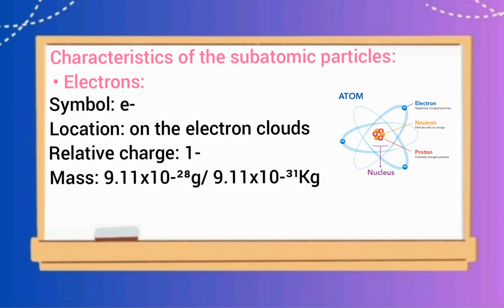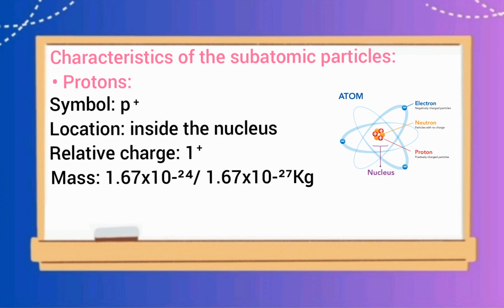Let's start with electrons. Their symbol is e-. They are located on the electron clouds. They are negatively charged and their mass is 9.11 times 10 power minus 28 gram or 9.11 times 10 power minus 31 kilograms. And the protons, their symbol is p+.